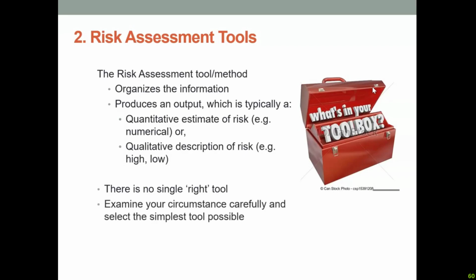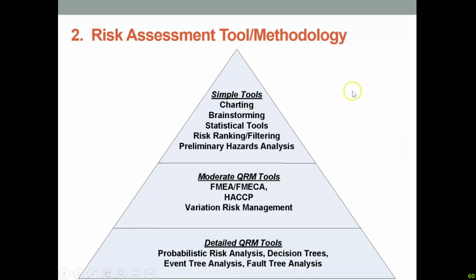We want to examine your circumstances carefully and select the simplest tool that's possible to use. There's no point in doing something very complicated for a very simple, straightforward risk assessment. This is an example of some of the different types of tools you might come across. So simple ones might be something as simple as doing a process flow chart, brainstorming, using statistical tools, risk ranking and filtering, which we're going to have a look at in a few minutes, preliminary hazard analysis as well.